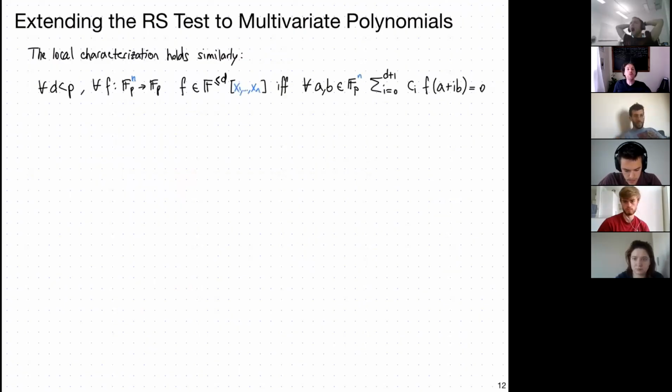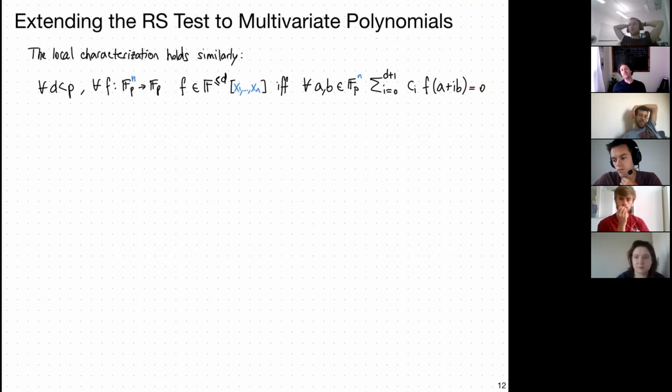So what do I mean by that? We have this exact same statement, and the only thing which differs from the local calculation that we had before is what is drawn in blue. So before we had one dimension, now we have to the power of n, and before we had the polynomial in one variable, now we have a polynomial in n variables, but the same condition holds.